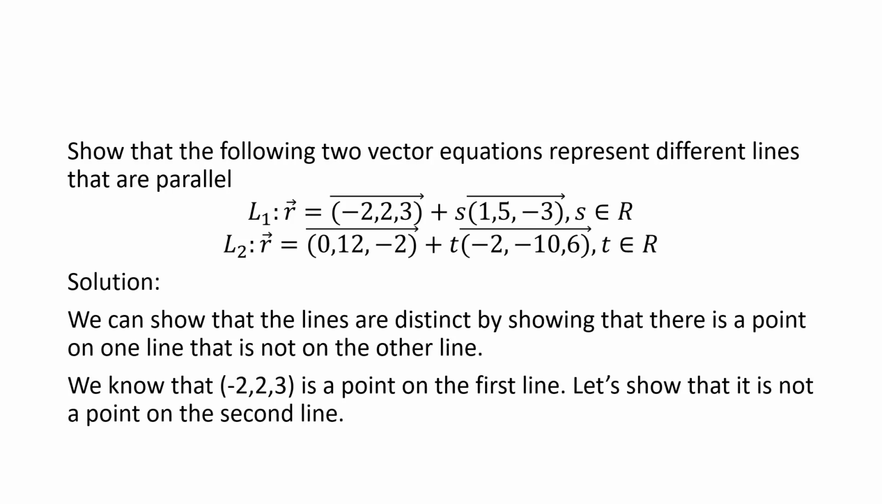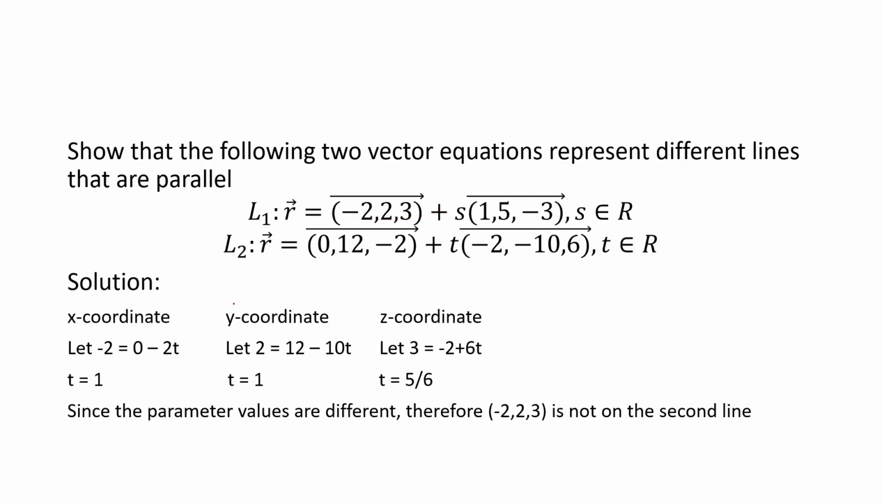Now, we're going to show that the lines, however, are distinct by showing there's a point on one line that's not on the other. Since -2, 2, 3 is a position vector for the first line, therefore it's a point on the first line. Let's show that it's not a point on the second line. Just like in the last question, we're going to let -2 equal the parametric expression for x in the second line. We get t equals 1. We're going to let 2 equal the parametric expression for y in the second line. We get t equals 1. So far, so good. It looks like it will be a point on the line.